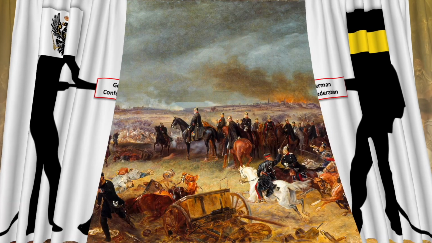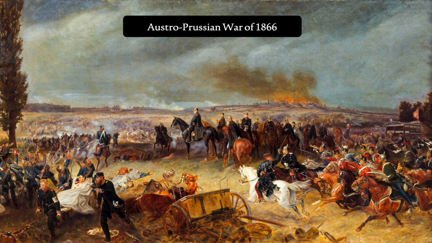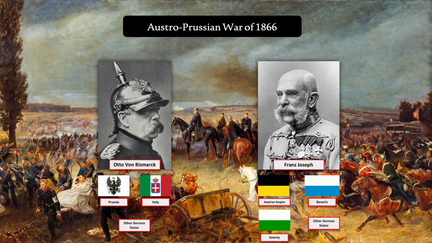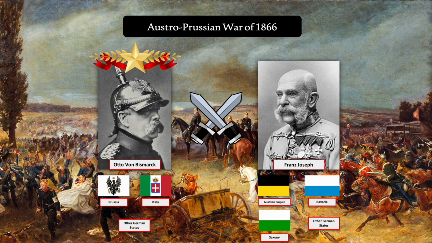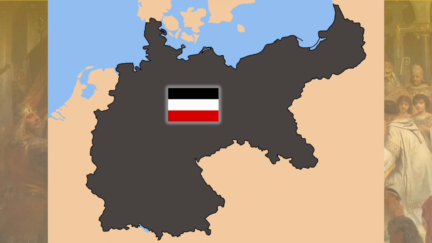This rivalry eventually led to the Austro-Prussian War of 1886. This war was fought between Prussia, Italy, and other German states, led by Otto von Bismarck, against the Austrian Empire, Bavaria, Saxony, and other German states led by Franz Joseph. It was a deadly war, but the Prussian side came on top. This led to a domino effect of German unification across Europe, which eventually led to the creation of the German Empire, which satisfied German needs for a unified state.